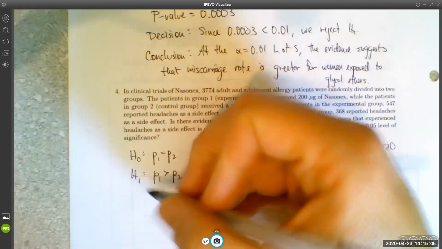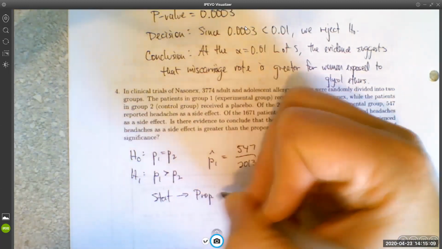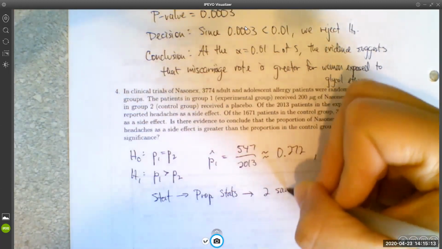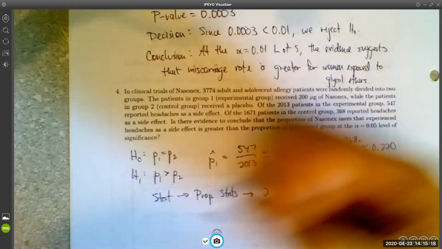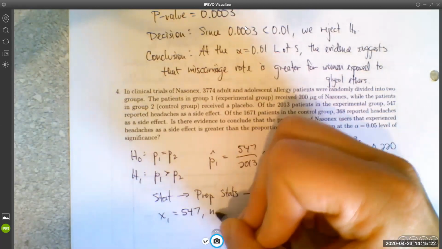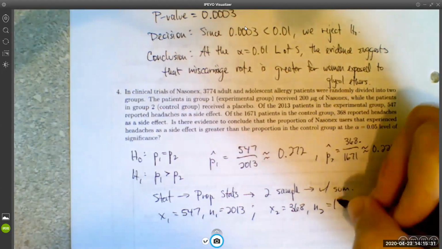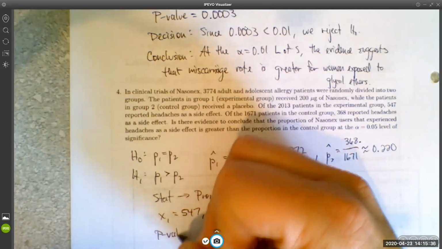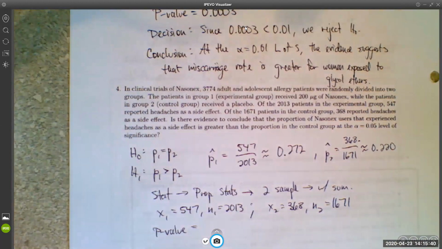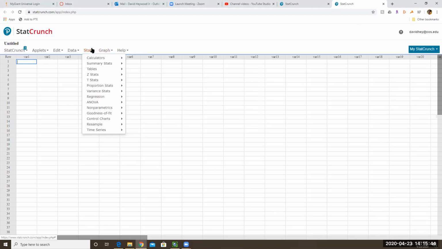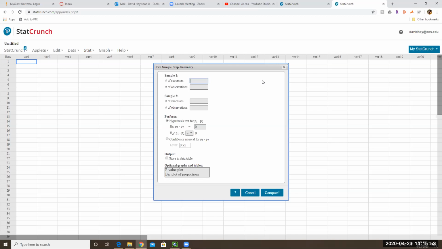Well, we'll see. So we're going to go to Stat, Proportion Stats, Two Sample, With Summary. Okay, in group 1 we had 547 out of 2013. In group 2 we had 368 out of 1671. Let's see what we get for our p-value. Stat, Proportion Stats, Two Sample, With Summary. So it's 547 out of 2013, 368 out of 1671, and then we want a right-tailed test.